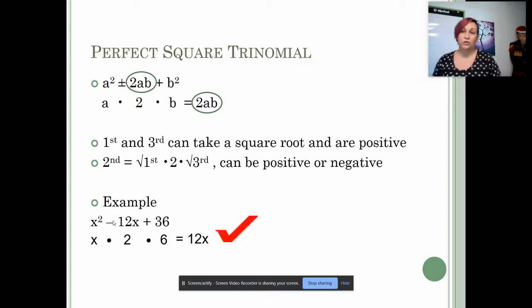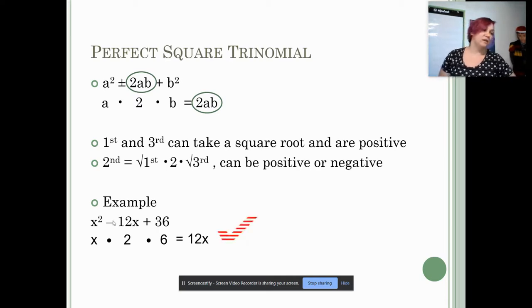So this is the work that you need to do to check and see if something is a perfect square trinomial. So you want to write out the original problem, and then directly underneath it, take the square root of the first number, take the square root of the second number, times it by 2, and check and see if that becomes the middle number.